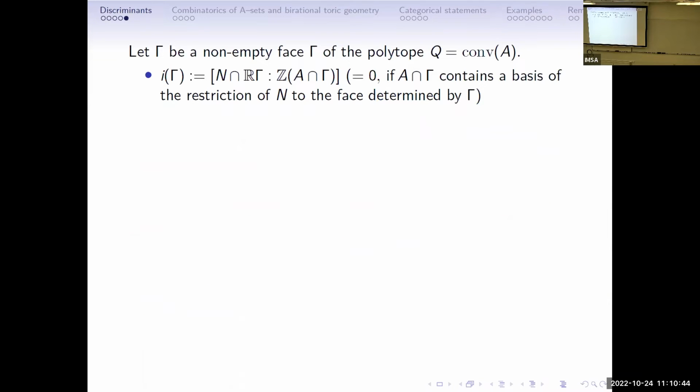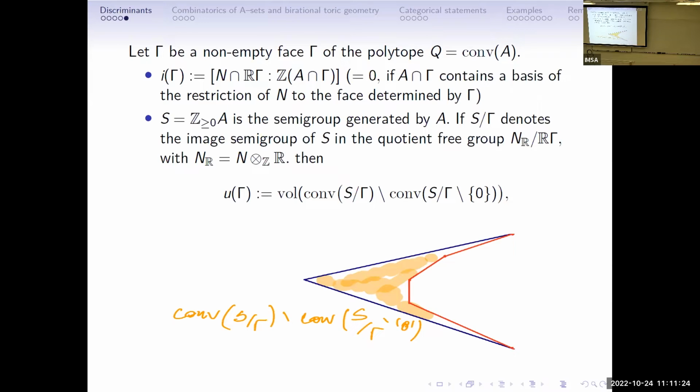So first of all, what's up with the I of gamma? It is exactly what you'd expect: the index of the lattice generated by A inside the underlying lattice N when you restrict to this face gamma. So it's basically the index of a finite group, and that's what I is.